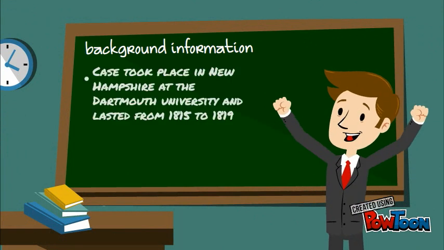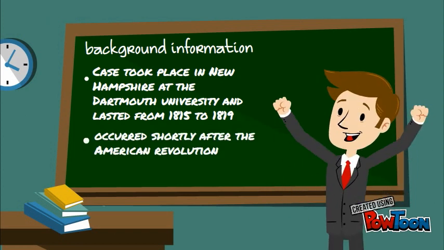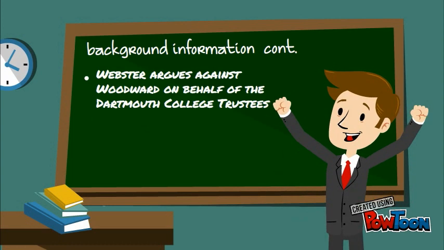Background information. Dartmouth versus Woodward took place in New Hampshire at the Dartmouth University and lasted from 1815 to 1819. It occurred shortly after the American Revolution. Webster argues against Woodward on behalf of the Dartmouth College trustees.